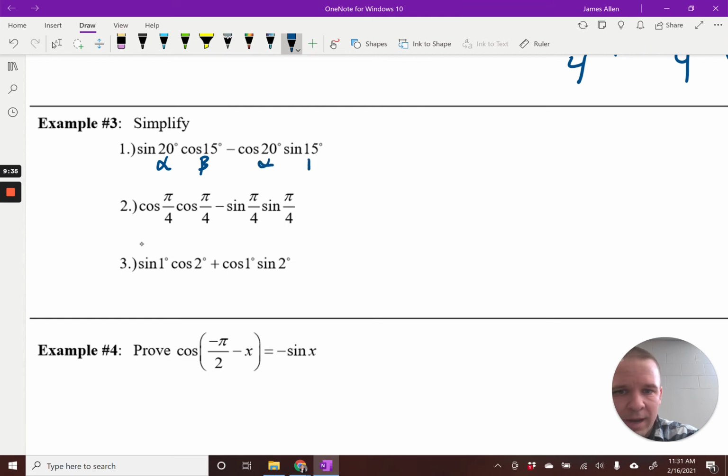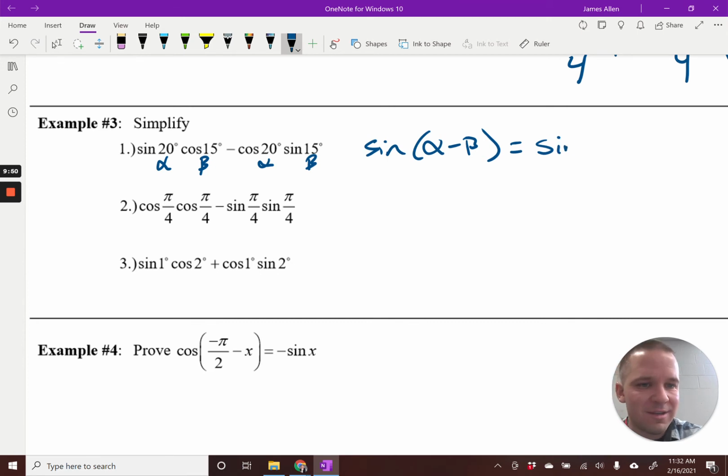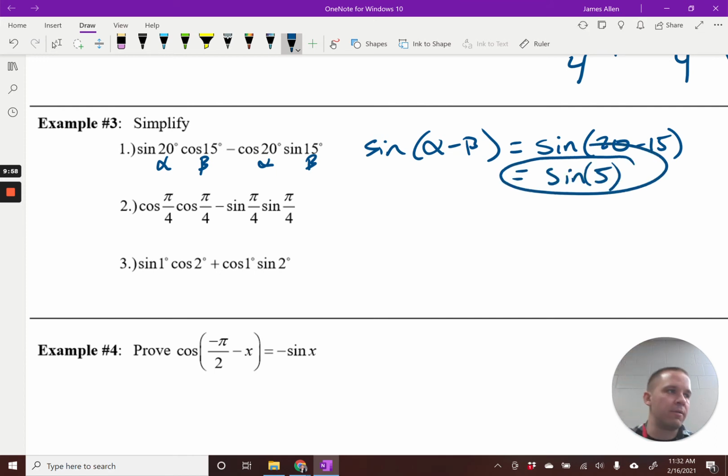This is my alpha, my beta. So this is my sine of alpha minus beta. So what I'd have then is sine of 20 minus 15, which is sine of 5 degrees. There we go. So we just leave it as that.